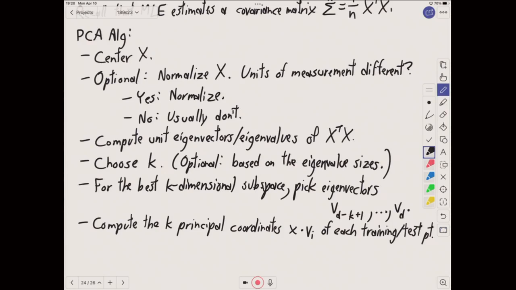So after you've computed the principal coordinates, you can optionally compute the projected points in the high-dimensional, d-dimensional space as well. But as I said, more often than not, we don't need those. Very often, we just want the principal coordinates. Any questions about that?